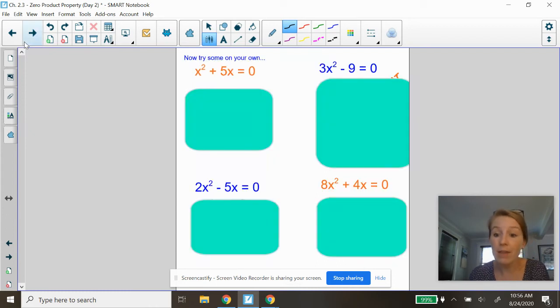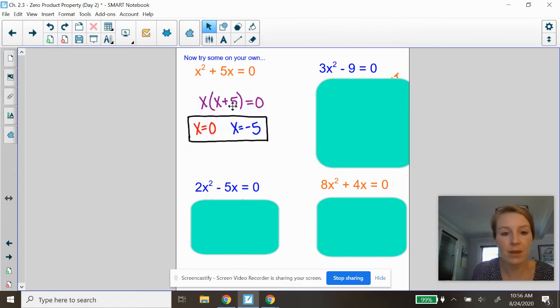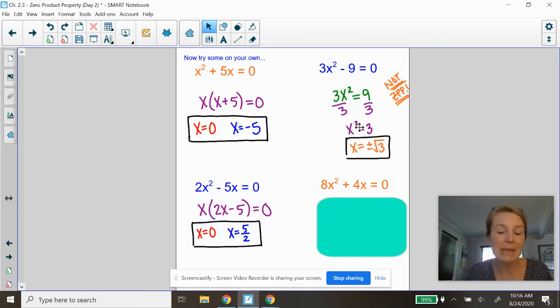All right, I'd love for you to try these 4 questions, pause the video, and then I'll reveal the answers. Keep in mind, when can you use ZPP and when can't you? All right, here we go. The purple is my undistributing, and then I have my solutions. Notice this one, you can't use ZPP, it's just solving an equation.